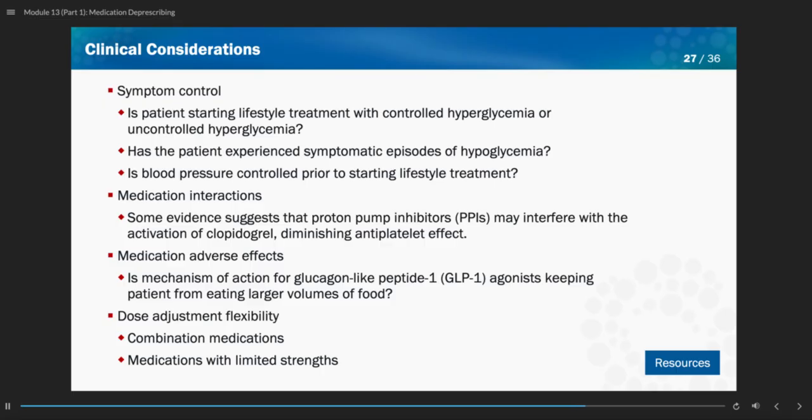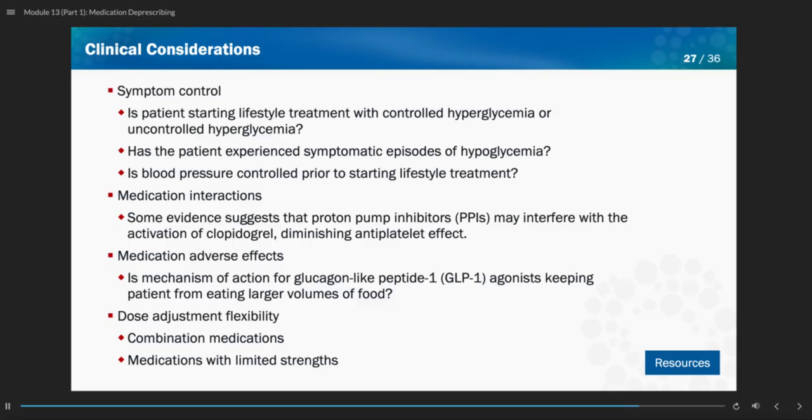Other considerations: are patients on combination medications? If they are, do these need to be split so one could be tapered off before the other? Is there a way to do a lower dose of the combination medication? And that gets us into the next slide.